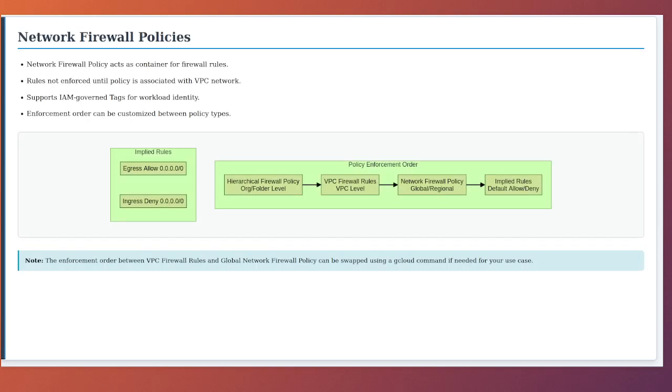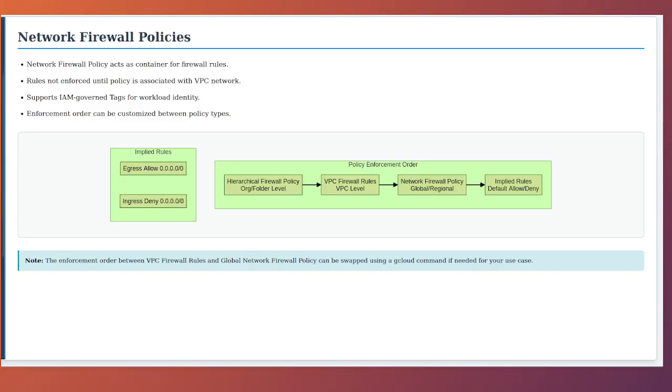Network Firewall Policies. Let me explain how Network Firewall Policies work and where they fit in Google Cloud's overall firewall architecture. A Network Firewall Policy acts as a container for firewall rules. You define rules within the policy, but these rules are not enforced until you associate the policy with a VPC network. Each VPC network can have one network firewall policy associated with it, giving you centralized control over that network security posture.